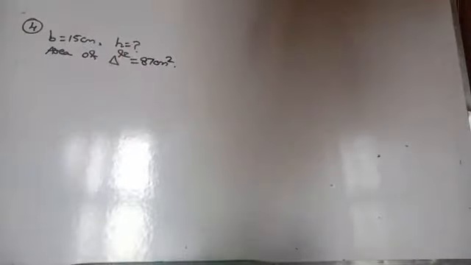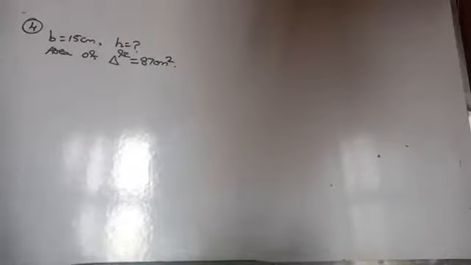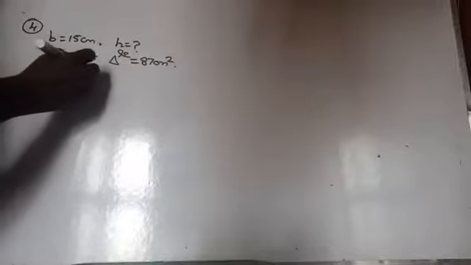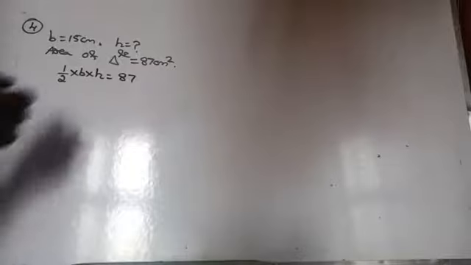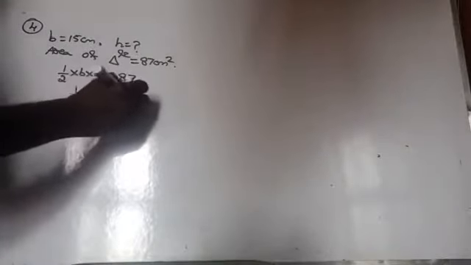Here the base is given in centimeter, so the area is also given in centimeter square. So you need not convert the units. So what is the area of the triangle? We know that half into base into height is equal to 87. Now what is the base? The base is 15. We don't know the height. We are going to find the height only.